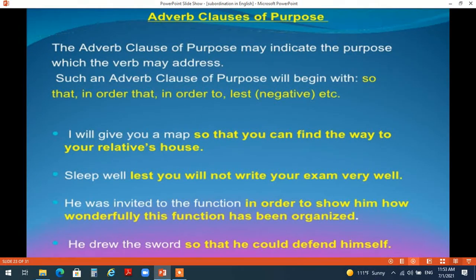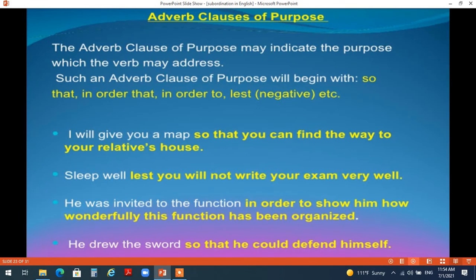Now we come to the adverb clauses of purpose. The adverb clause of purpose may indicate the purpose which the verb may address. إذن تشير إلى وجود غاية أو غرض معين نتيجة لأداء فعل معين. The subordinating conjunctions which can be used in this type of adverbial clauses, you can use, for example, so that, in order that, in order to, or even you can use lest. Lest, in fact, has a negative meaning.